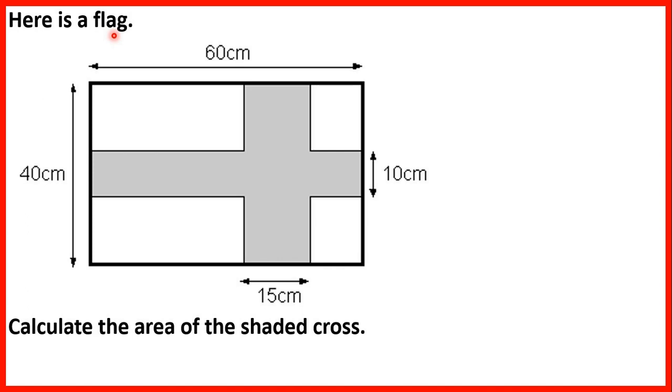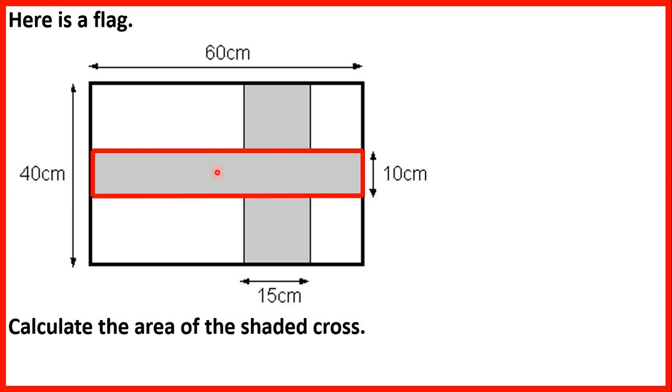Here is a flag. Calculate the area of the shaded cross. So the area is how much space a shape takes up. And we can find the area by splitting up the shaded parts of our cross. So first, we can find the area of this rectangle here.